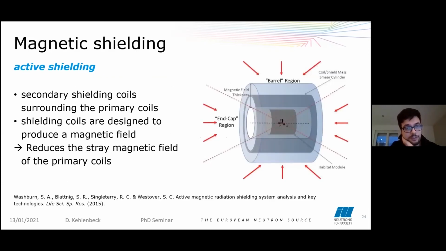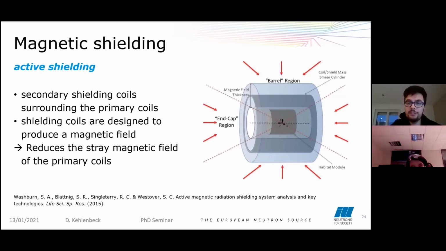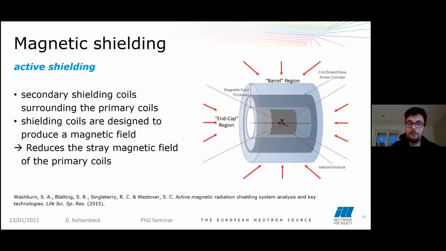So the next is the active shielding. The active shielding consists of secondary shielding coils surrounding the primary ones. The shielding coils are designed to produce a magnetic field that reduces the stray field of the primary coils. However, the active shielding works very well if the diameter of the secondary coil is much larger than the first one. A ratio of the radii of the secondary to the primary one of 3:2 is reasonable. And here in the figure, you can see a general shield geometry and its configuration.